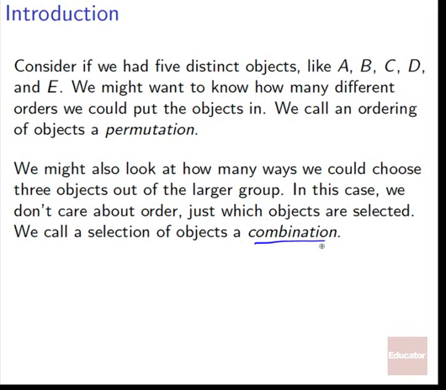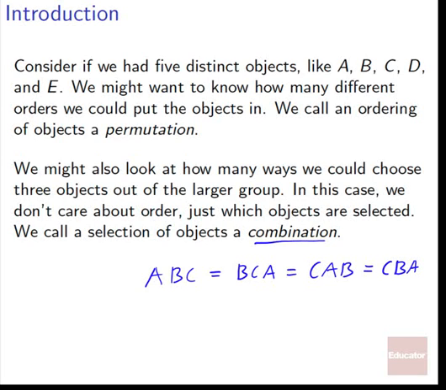So for example, if we're talking about A, B, C, D, E again, we could pull out A, B, C, which is equivalent to pulling out B, C, A, which is equivalent to pulling out C, A, B, which is equivalent to pulling out C, B, A, and there are another two as well. So it doesn't matter what order we pull them out in. All that matters is what things we have at the end, right? We don't normally care what order things come out when we're talking about a selection of objects, just that they're all there.